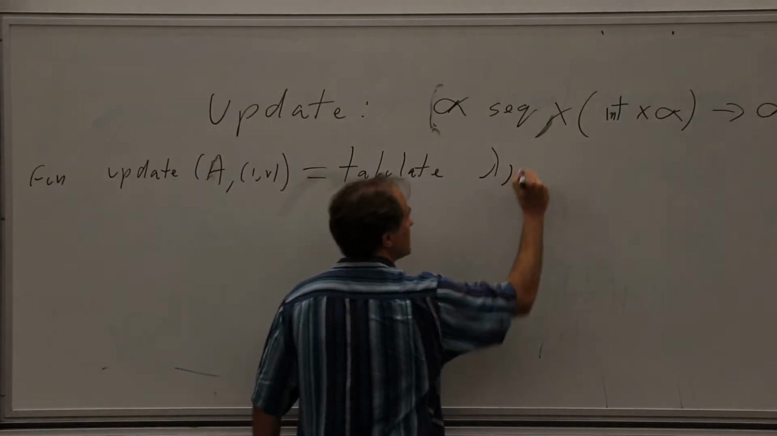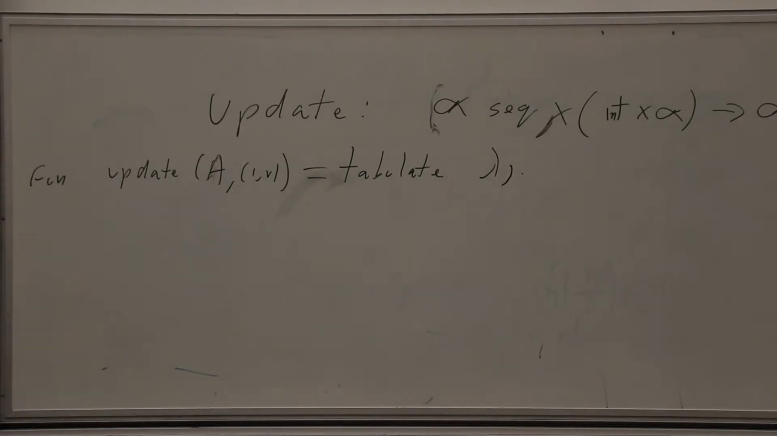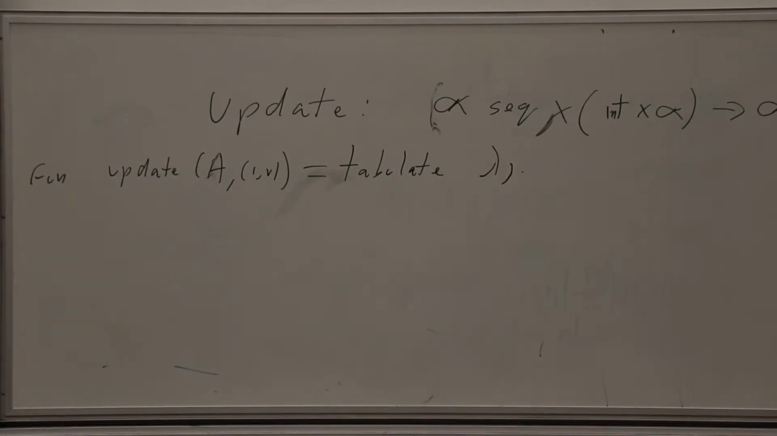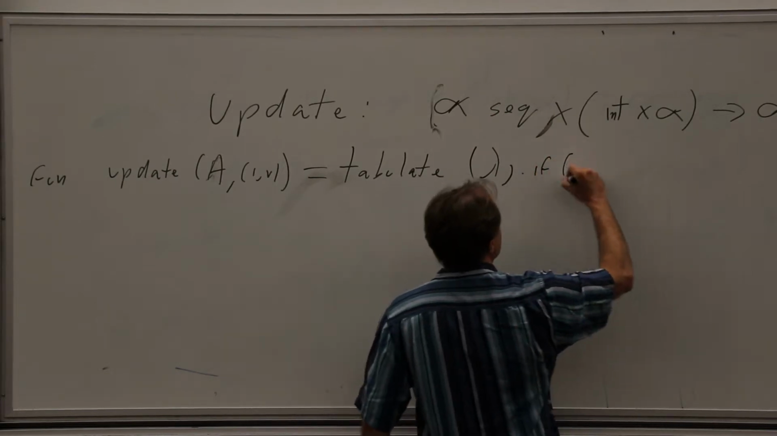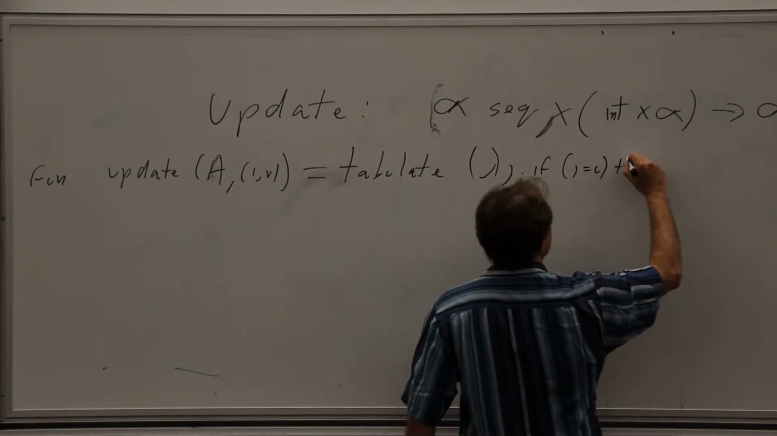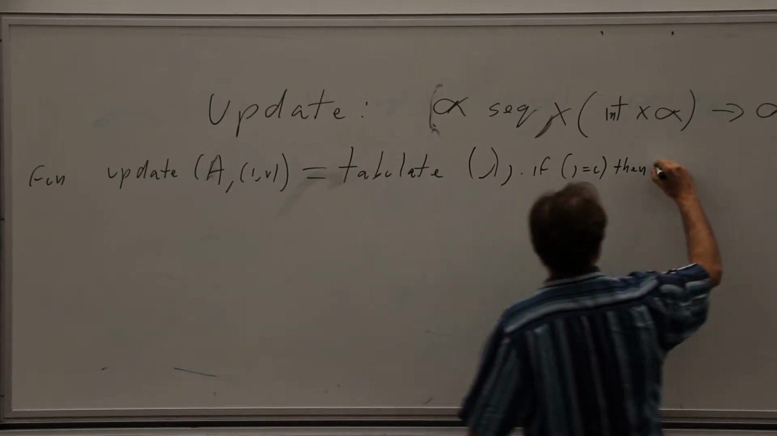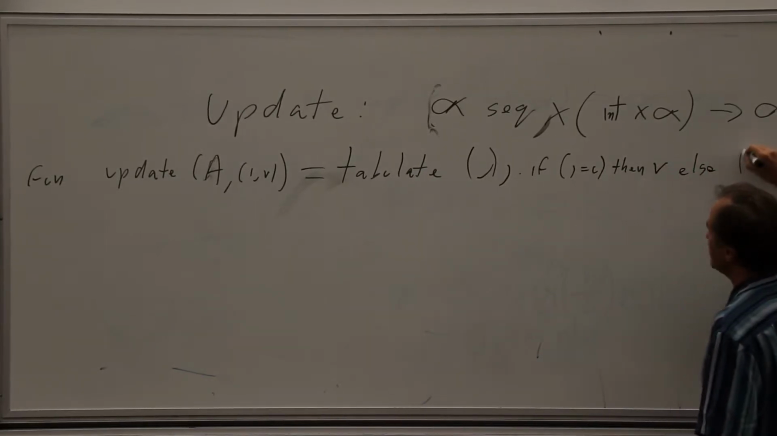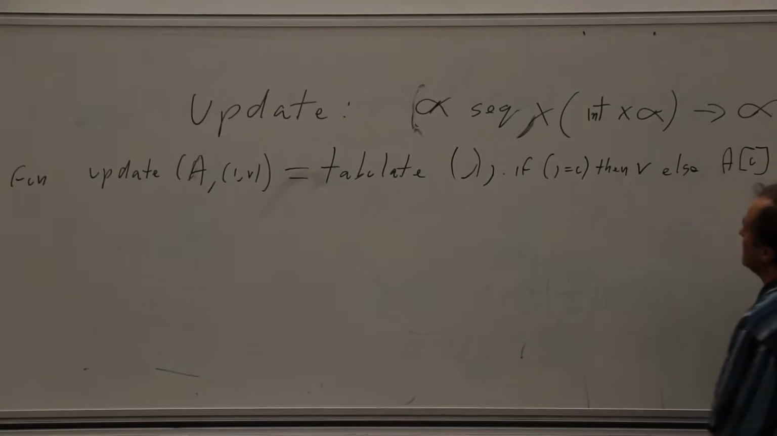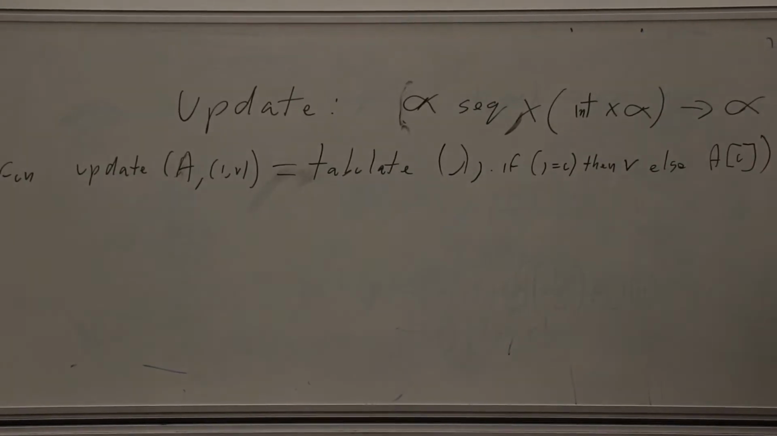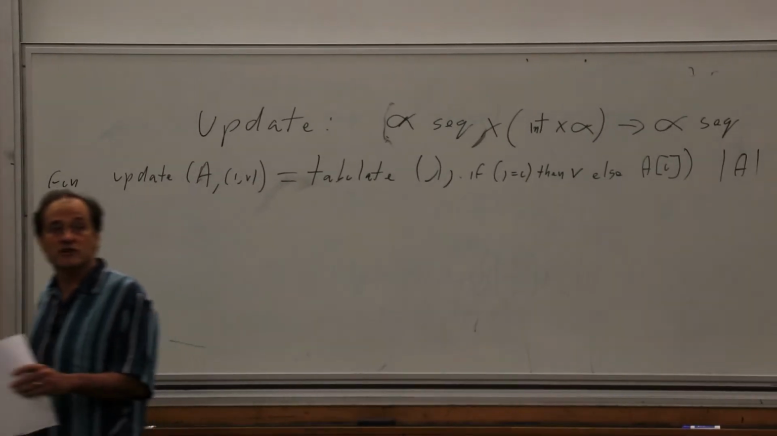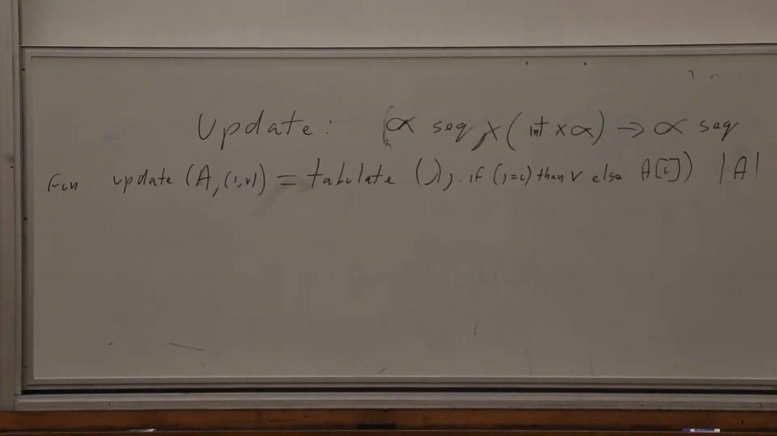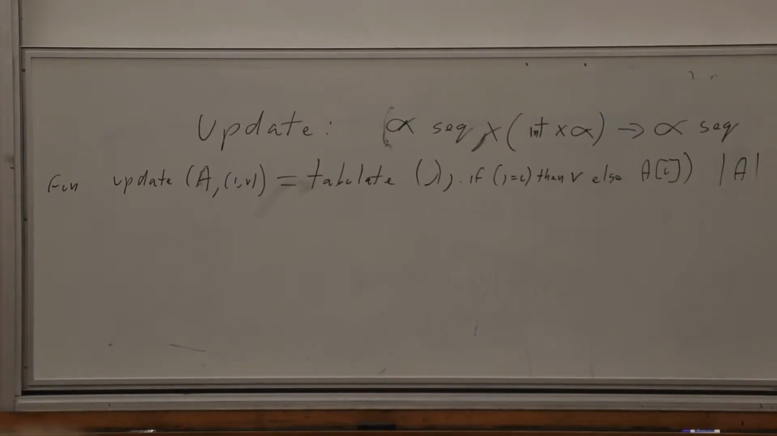Let me alpha convert. So lambda j, and I'm going to basically say if j equals i, then I replace what's there. Otherwise, I return the exact same thing as what was there before. So I say if j equals i, then my new value v, else my old value, which is a_j, and this is on the length of A or something like that. They're just saying copy, which is really the best you can do. I'm just going to copy the whole array except for that one element, which is going to be special.